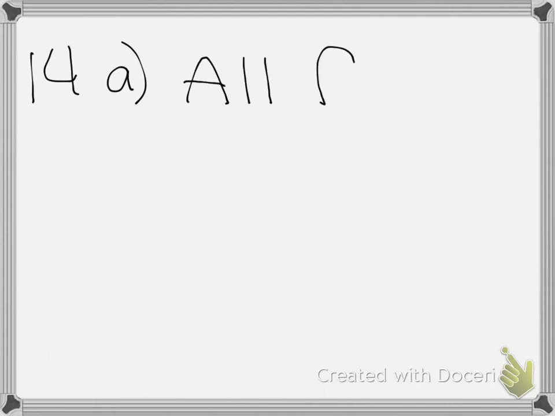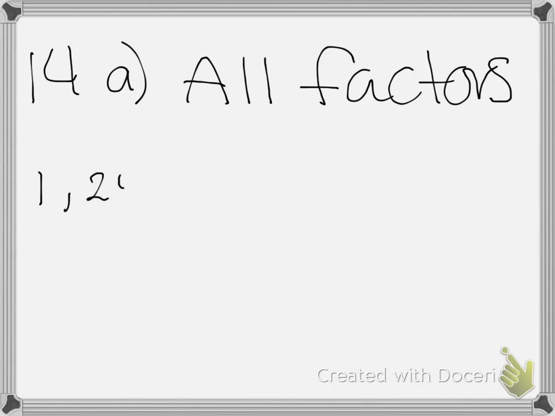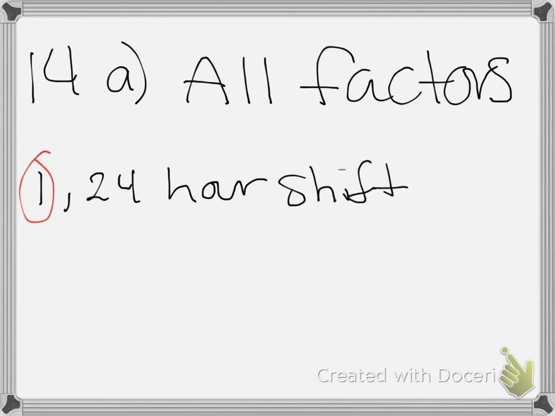So for 14a, I should see all factors with a description. So for example, you might say there would be one 24-hour shift. 1 and 24 are a factor pair.